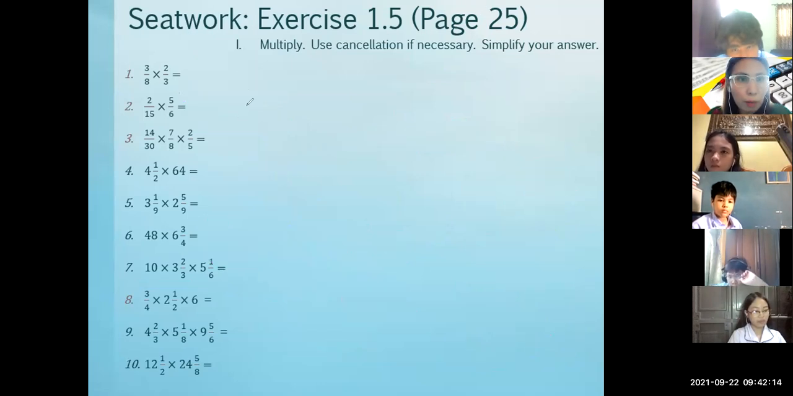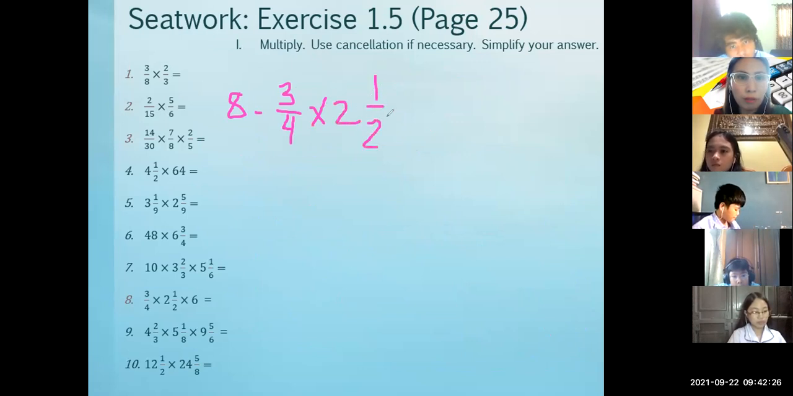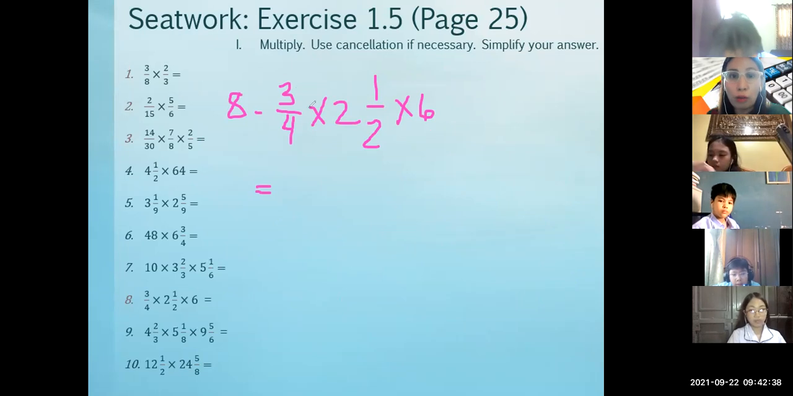Okay, let's proceed to number 8. So 3/4, let's multiply it by 2 and 1/2 times 6. So lagay tayo ng equal sign sa left. Again, ang equal sign ay parang capital letters sa sentence. Okay, always on the left.